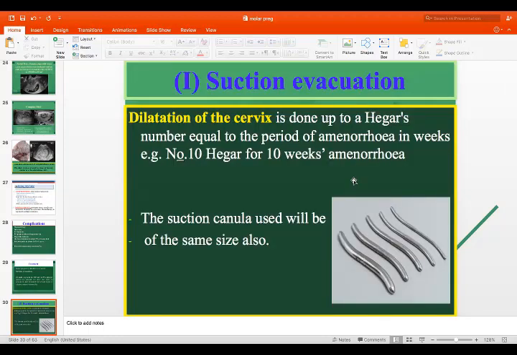If the cervix is not dilated, then we have to dilate the cervix. If the uterus is 10 weeks size, then we will dilate it to 10 weeks. Head is 10 centimeters or size 10 of head.